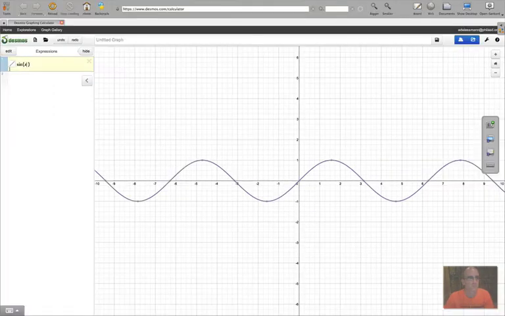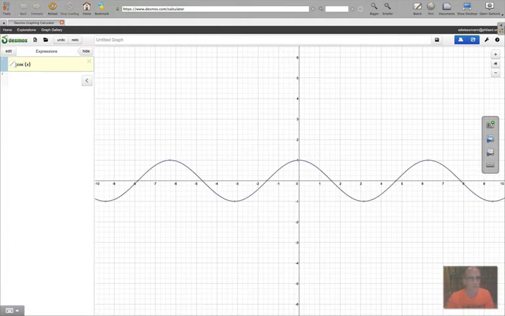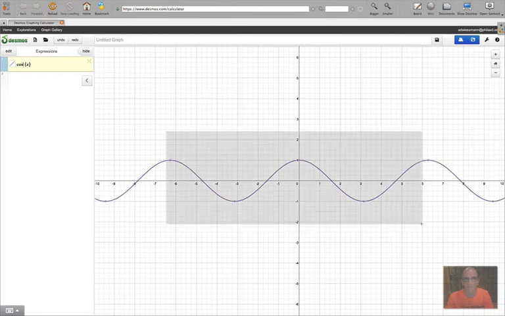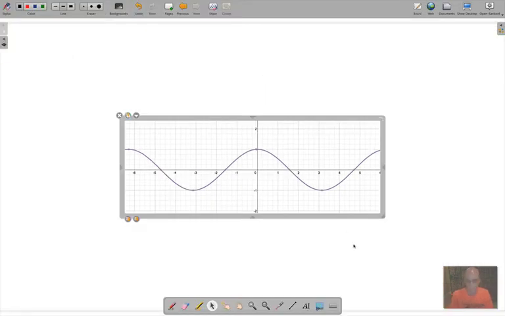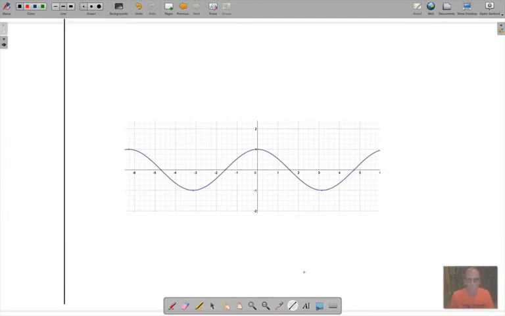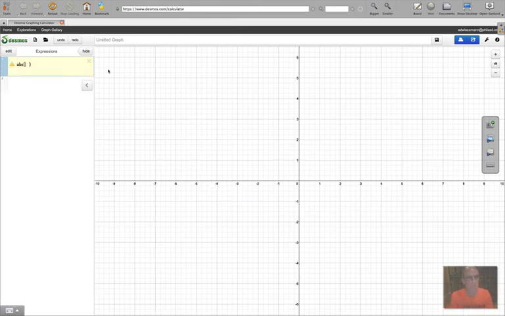Then we have the cosine function, which is exactly the same as the sine function. It's just shifted. We'll go into more details about that in a different lesson. Next, we have the absolute value function.